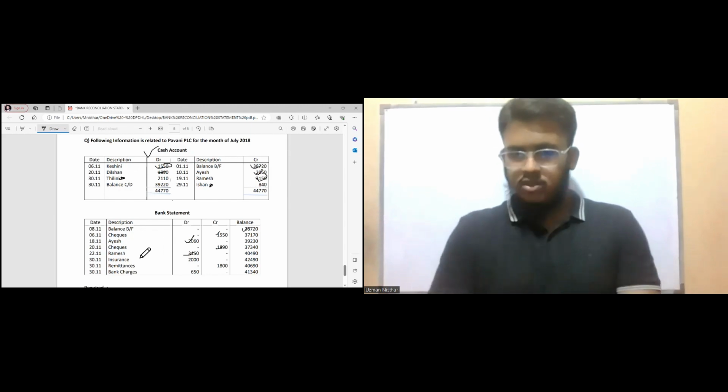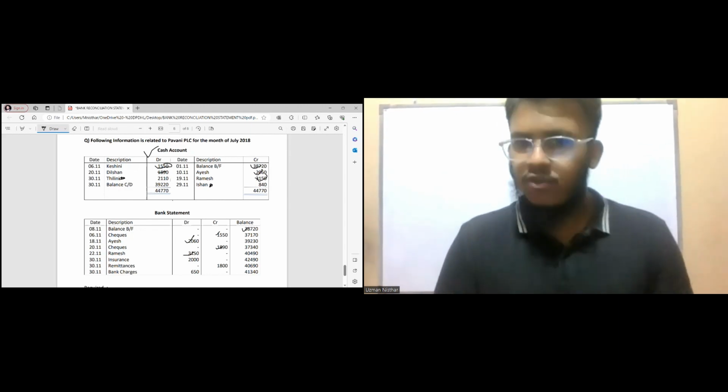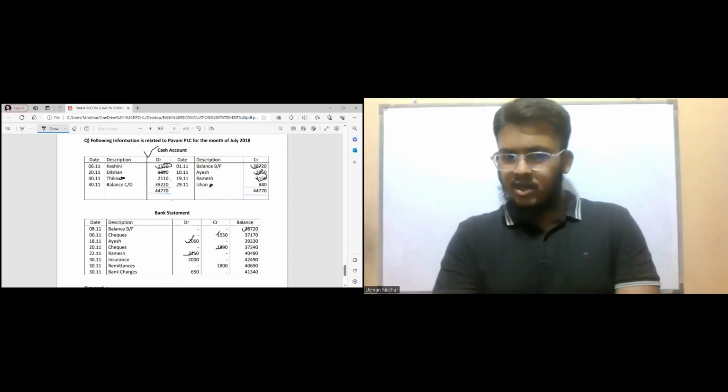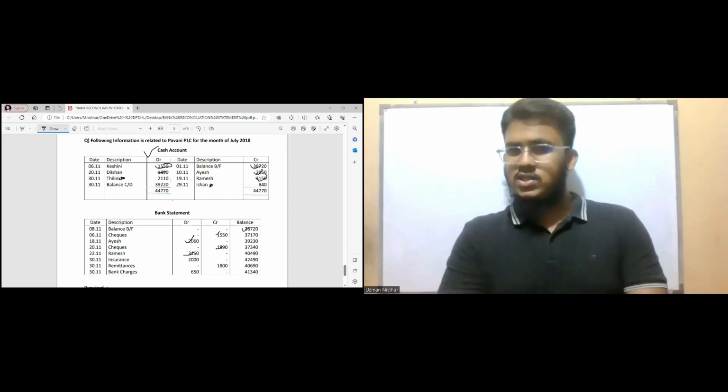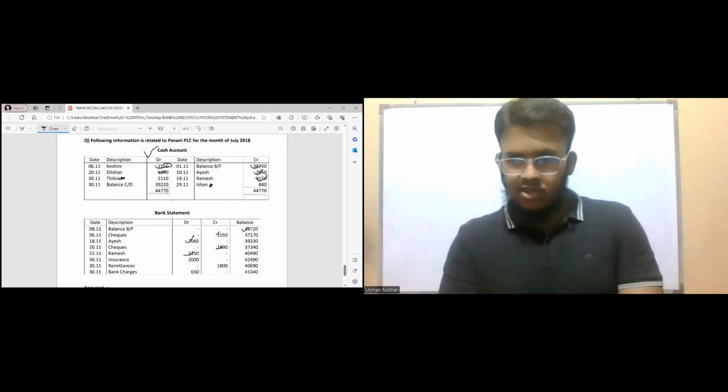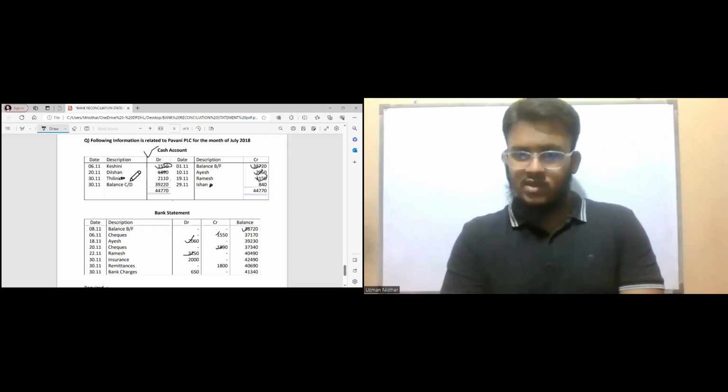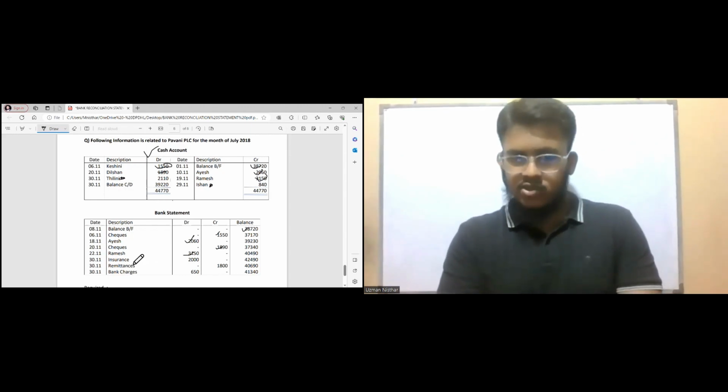Now moving on to the bank statement, we have only checked 4 transactions. There are 3 other transactions. So we should check whether these transactions are recorded in the particular cash account which is here. So let's see insurance. Is there an insurance transaction? No, it's not recorded. So we should record that.